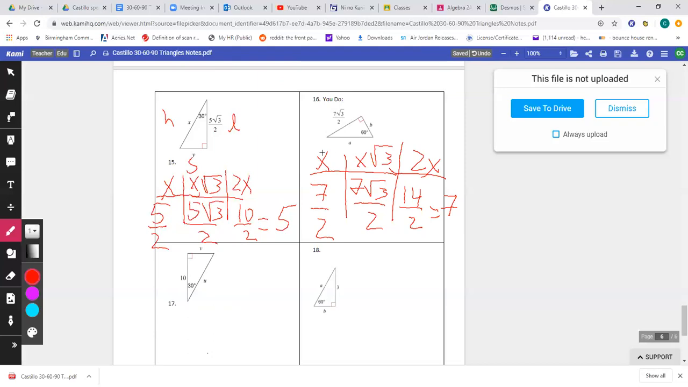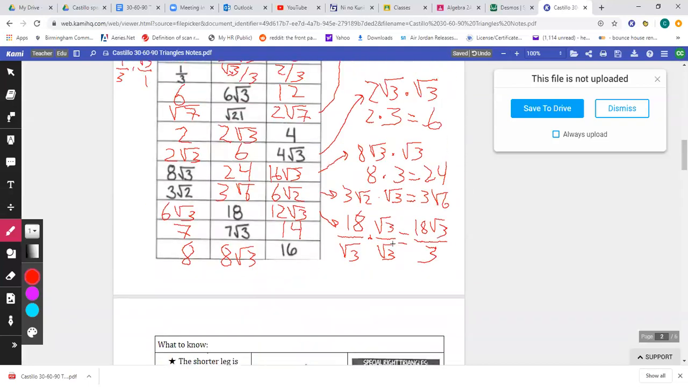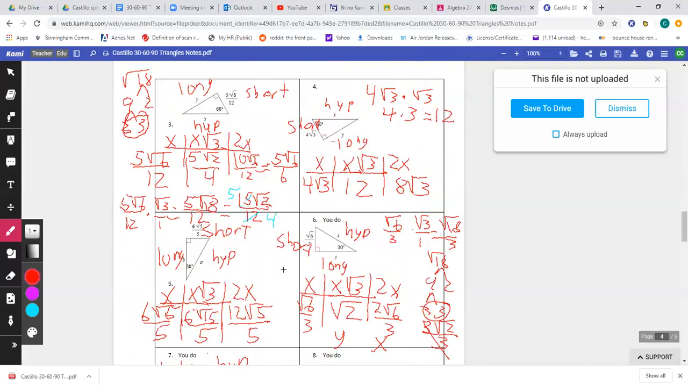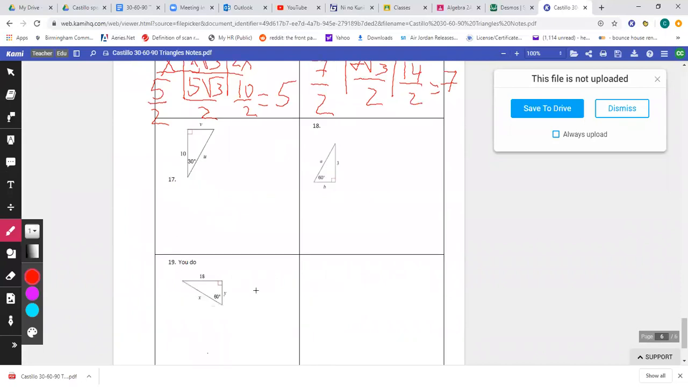Okay, the last type of problem is the one I'm going to go back up to our table. And this is the one that we ended up here at the very end, where you divide by root 3. And then you have to do this root 3 over root 3. So I'm going to show you 2 examples, and then we'll be done. There's a you do, but I think after doing 2 of them, you'll be able to do it. So this is long, this is short, and this is hypotenuse.